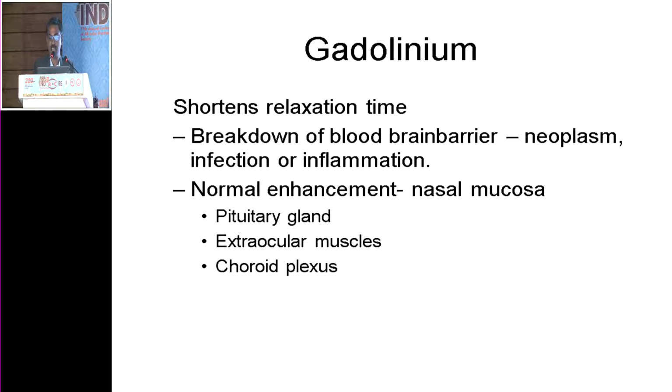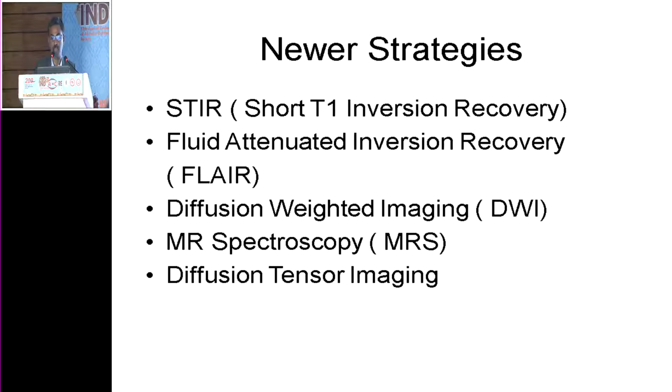Though normal enhancement can be seen in the nasal mucosa, being a very vascular structure, as well as the extraocular muscles, and also the pituitary gland. The posterior part of the pituitary gland is fat laden, and so it appears bright normally even without contrast.